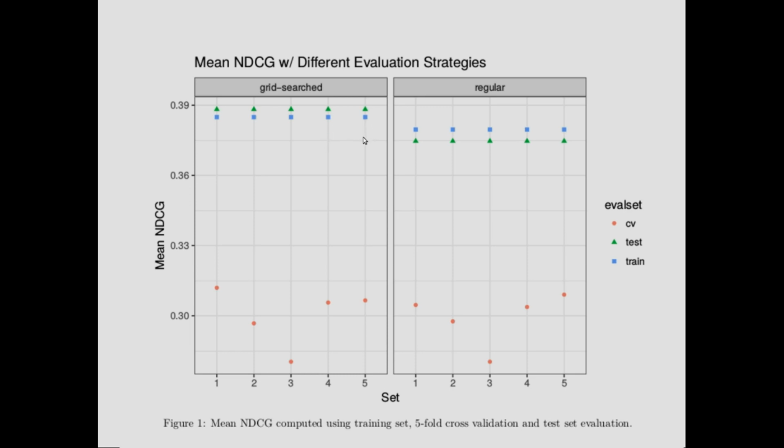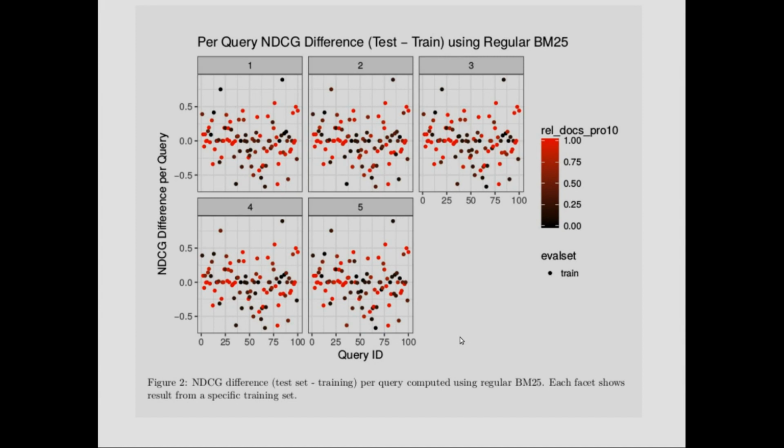I mean, how can a model possibly underperform on its training set compared to its inner wild performance? Okay, so to investigate this further, what I did here is I plotted the difference between the NDCG scores between the test set and the training set. So this is the S2 minus S1, basically, and this is done per query on the regular BM25.